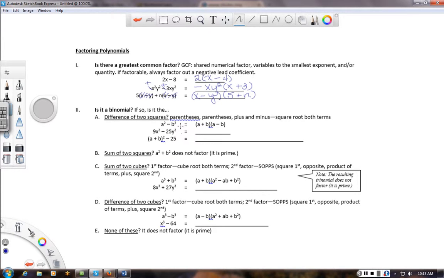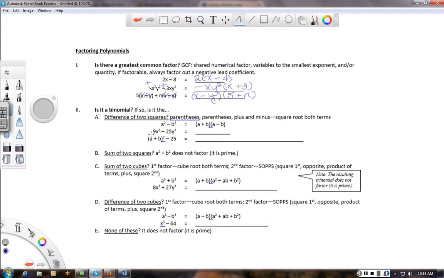The first pattern we call a difference of squares. Notice that the first term is a square, and we subtract a second square, thus the difference of squares. In which case, we're going to set up two sets of parentheses with the opposite signs. For this one, we're going to sing: parenthesis, parenthesis, plus and minus. And then we simply take the square root of the first term, put it in our first position, take the square root of the second term, and put it in the second position.